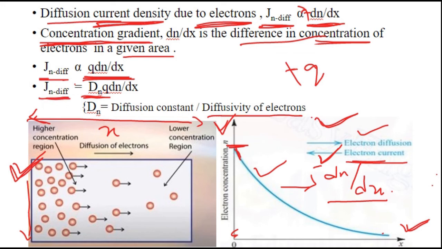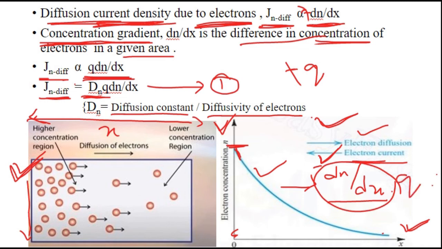So your Jn diffusion is equal to Dn q times dn by dx, where Dn is the diffusion constant or diffusivity constant. So this is the equation for the diffusion current density due to the electrons, which we are forming with the help of the concentration gradient and the charge, and with the diffusion constant, that is Dn. So Jn diffusion is Dn times q dn by dx. This is the formula for Jn diffusion, that is the diffusion current density due to the electrons.